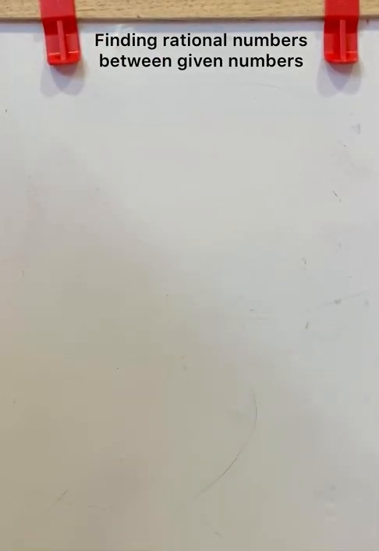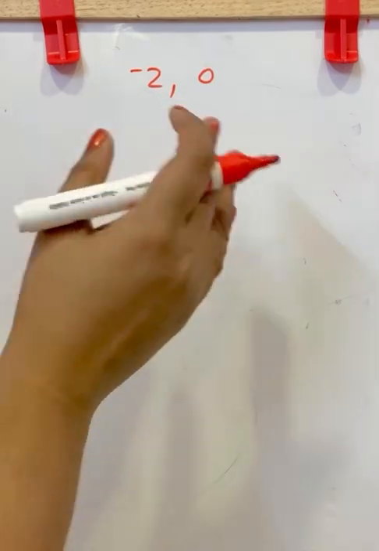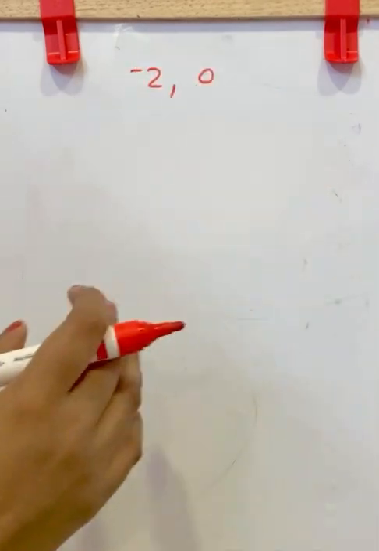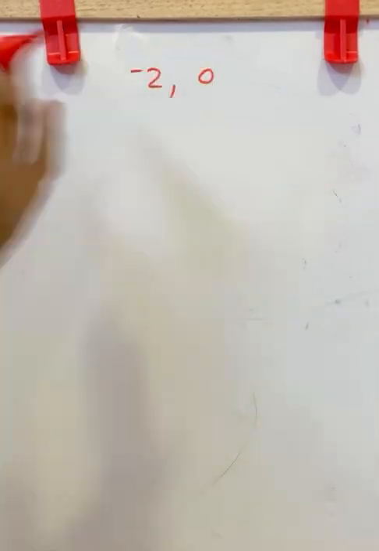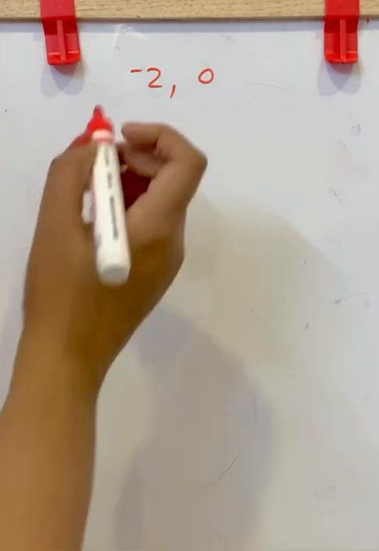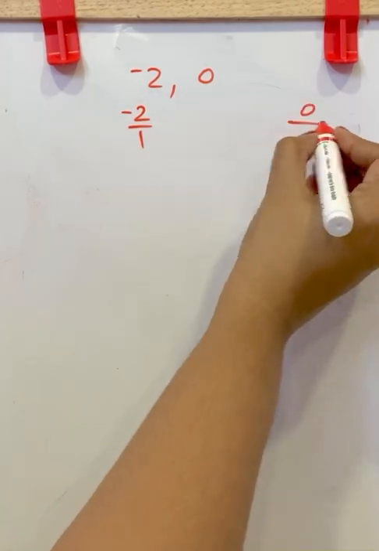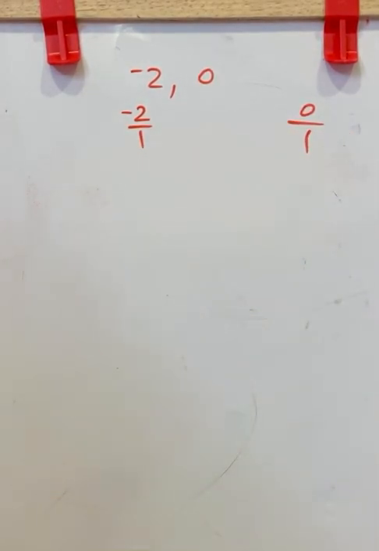if we are not using the number line. For example, write any 3 rational numbers between negative 2 and 0. We are not using the number line to solve this. We want some fractions in between negative 2 and 0. So first what we have to do is, negative 2 is negative 2 by 1 and 0 is 0 by 1. Now between negative 2 and 0, we need 3 or more rational numbers.